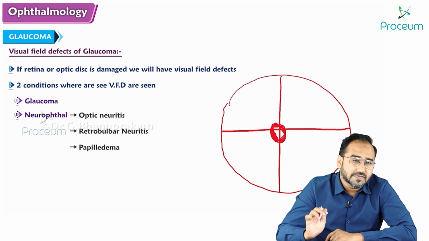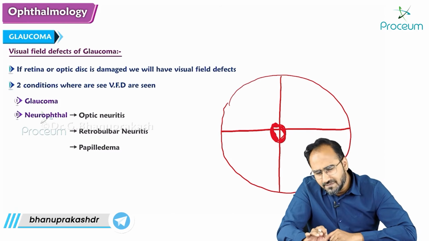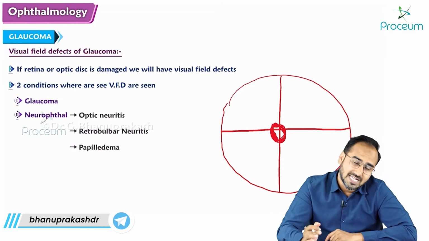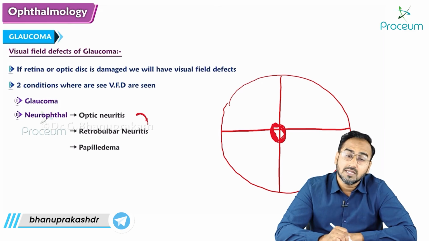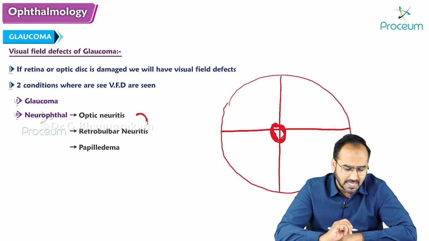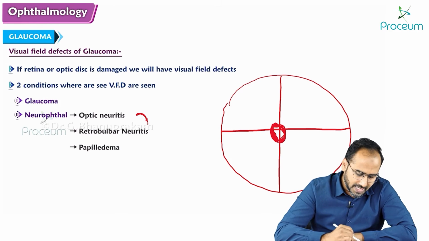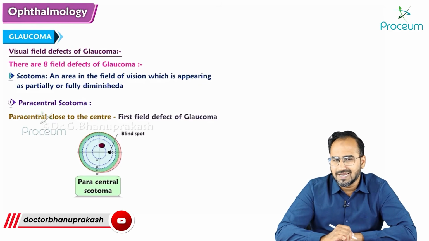Remember, guys, are these visual field defects seen just in glaucoma? Visual field defects can be seen in glaucoma as well as some other conditions of the eye such as optic neuritis or retrobulbar neuritis, that is, neuro-ophthalmic conditions. Regarding the visual field defects that you see in glaucoma, there are several.